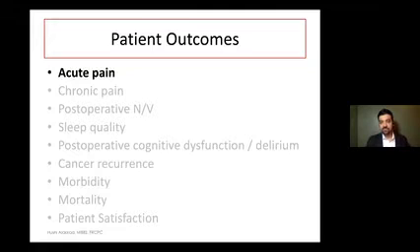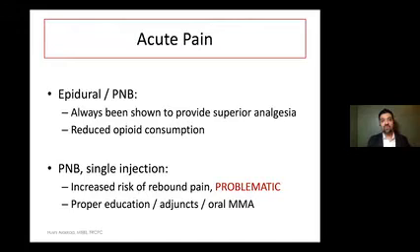We start with acute pain. What I'm going to do now is just mention the evidence facts that are available. I'm not going to discuss the papers themselves. Epidurals and peripheral nerve blocks have always been shown to provide superior analgesia to general anesthetic. They always reduce opioid consumption. Peripheral nerve block single injection, however, has a caveat. It increases rebound pain, especially when we don't do proper education of the patient, because when the block suddenly wears off and they don't have a baseline of opioid in their system, these patients get severe pain and they come back to the hospital. So they should be getting multimodal analgesia and maybe a small prescription of opioid, and maybe use some adjuncts, like dexamethasone, to prolong the block.